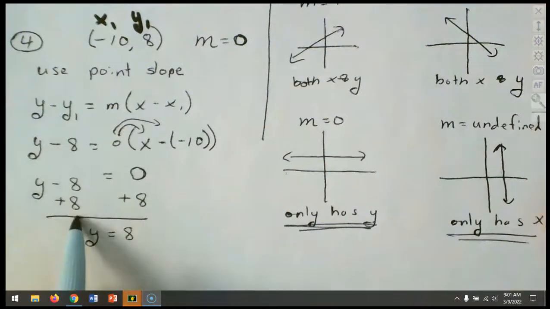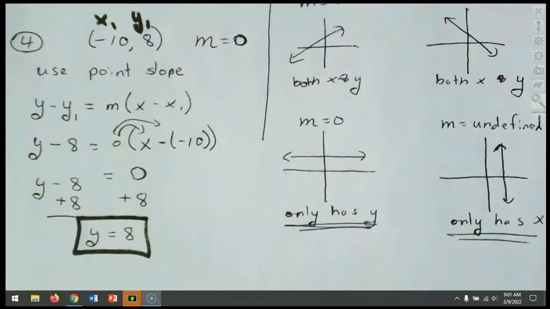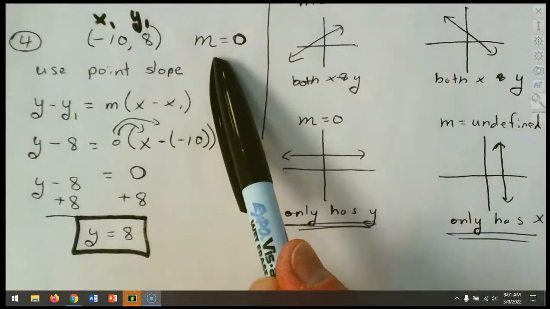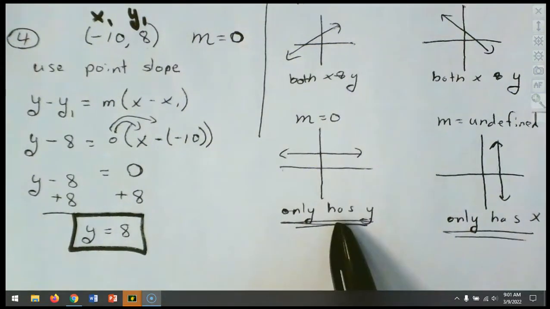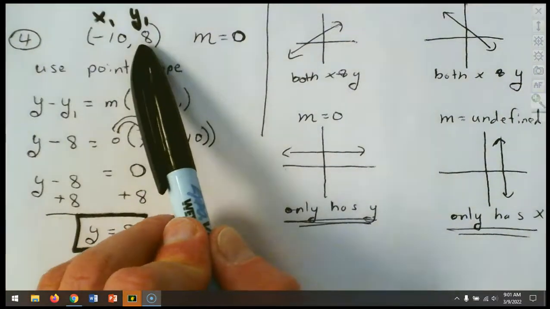We could have done this without even using that formula. We could have looked at this and said, my slope is 0. All right? Now, if something has a 0 slope, it's only going to have a y component. And what's the y component of my ordered pair? 8.